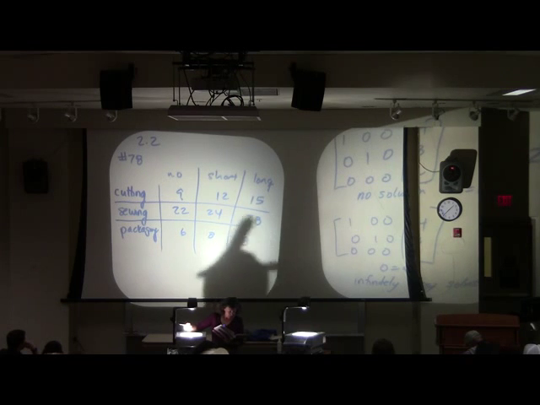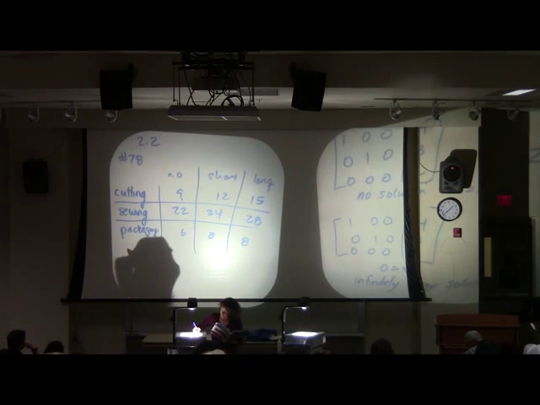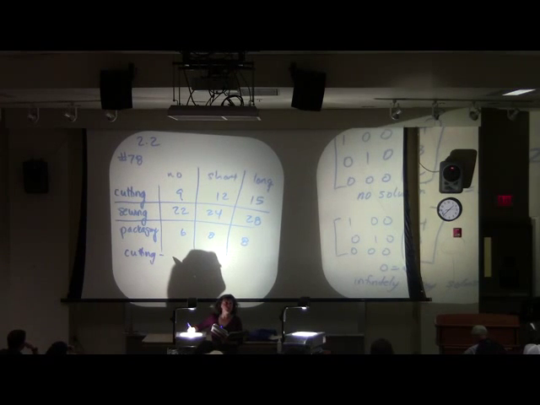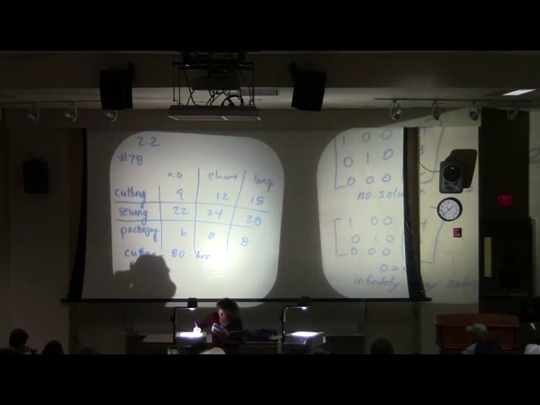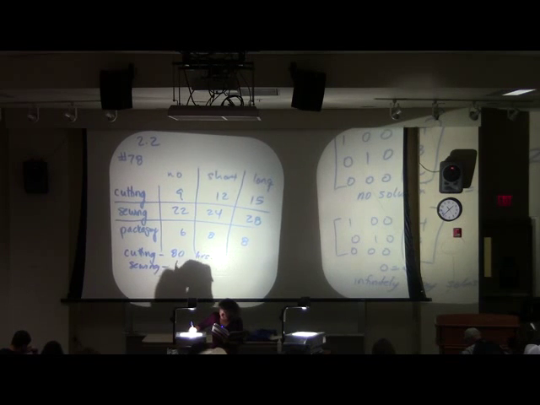Now, it says the cutting, sewing, and packaging departments have a limited number of hours available. That makes sense. And in fact, the cutting department has 80 work hours available. The sewing department has 160 work hours available. And the packaging department has a total of 48 hours available.